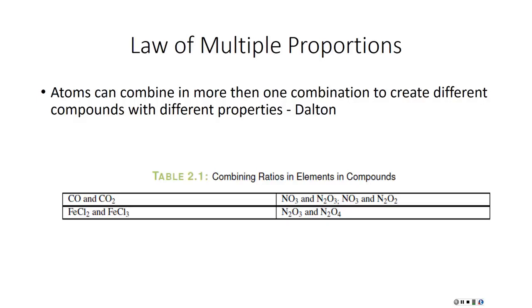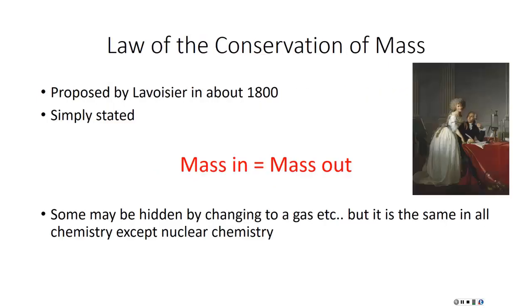So NO3, N2O3, N2O2, N2O4, they all are different ratios, and because they're different ratios, there are different properties associated with them. They may be closely related in terms of properties, but they will be different from one another. So this is the law of multiple proportions. Different atoms can combine in different ratios. Good with that one? Brings us to the last one, and this is the law of conservation of mass.